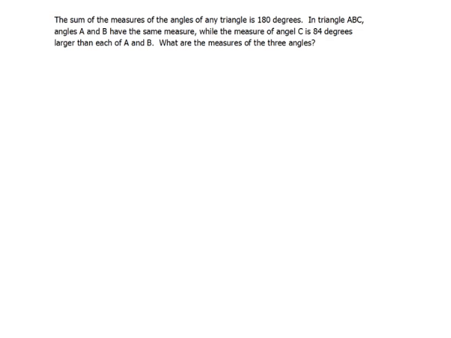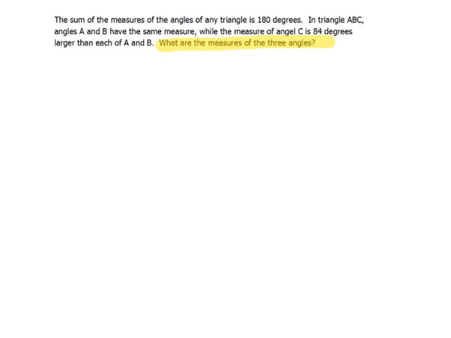So our problem here says the sum of the measures of the angles of any triangle is 180 degrees. In triangle ABC, angles A and B have the same measure, while the measure of angle C is 84 degrees larger than each of A and B. What are the measures of the three angles? Alright, so again, we're not changing our setup here at all. You have to figure out what you're asked first. So we're being asked, what are the measures of the three angles? That's our question. So when we're done, we want to have an answer of, like, the first angle is, the second angle is, and the third angle is.